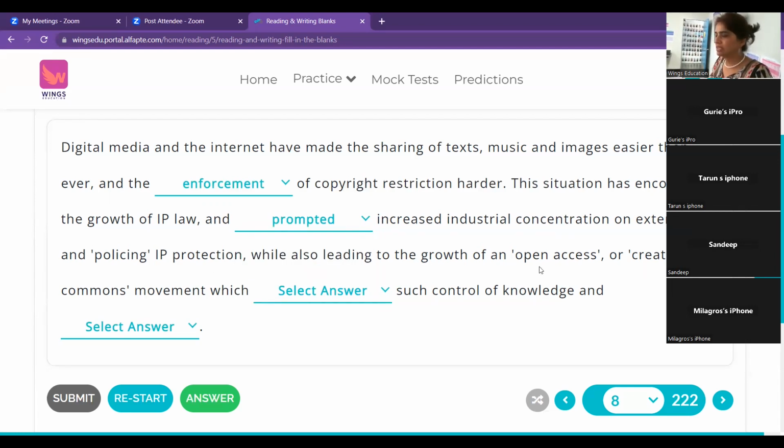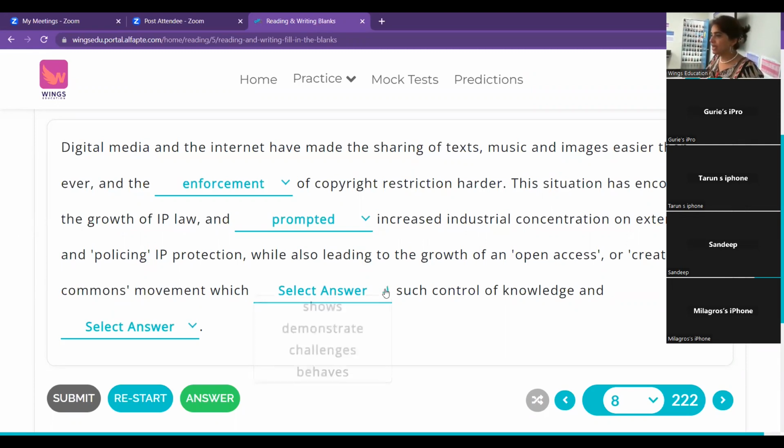Okay, here: open access of Creative Commons movement, which something such control of knowledge and something. Which brings such control, it should be a verb. Yeah. Which what? Predict. Sandeep, you're not predicting. Alexandra, you're not predicting. When you predict, guys, you're sharpening your brain. You're thinking. Which gives, I love the way Manjot is thinking.